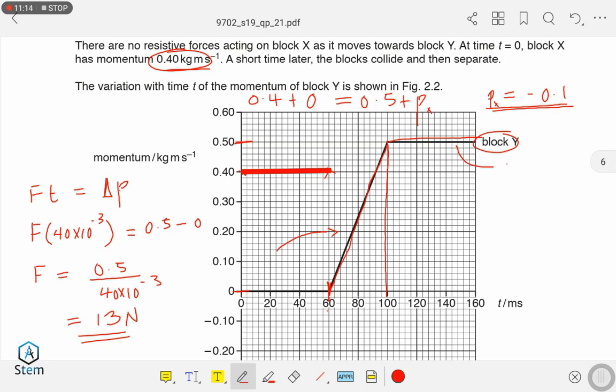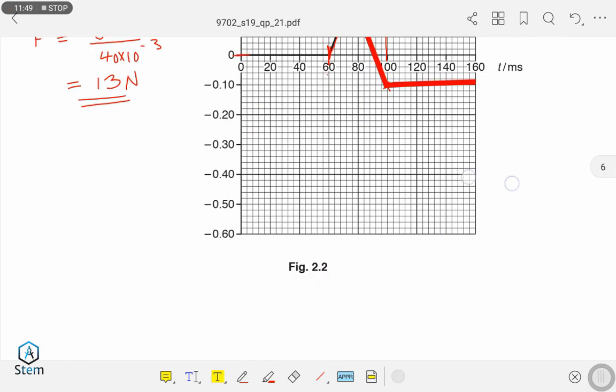So the momentum of block X is equal to minus 0.1 kg meters per second. After the interaction, the interaction is going to stop at 100 milliseconds. Therefore, at this point, we have minus 0.1. So we will join these two. Then finally, block X will continue with the same momentum right up to the end. All right, so this is the diagram that is expected for this question.